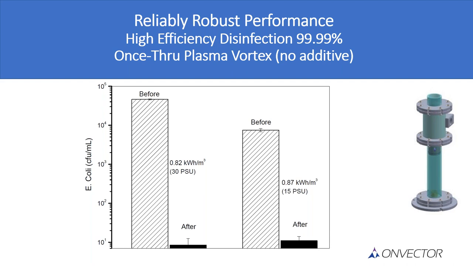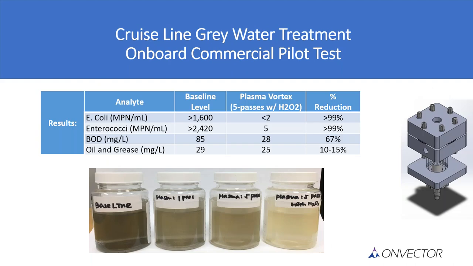Our technology also works in tap water, and the dark block shows post-treatment, and the lighter histogram shows pre-treatment. Essentially, we can disinfect 99.99% with a single pass through plasma, at 0.8 kilowatt hours per cubic meter. So a ton of water, a cubic meter of water, costs a nickel of electricity. This is an extraordinarily efficient platform.